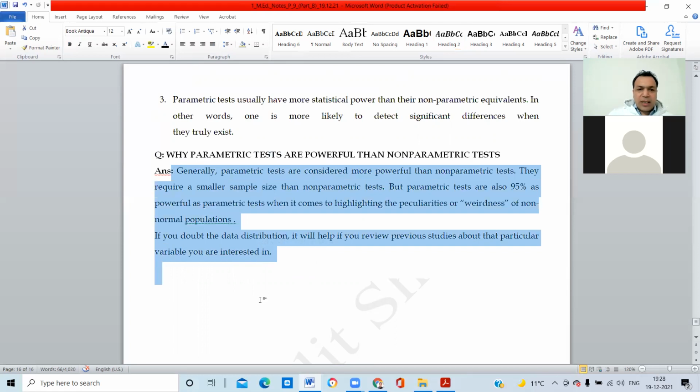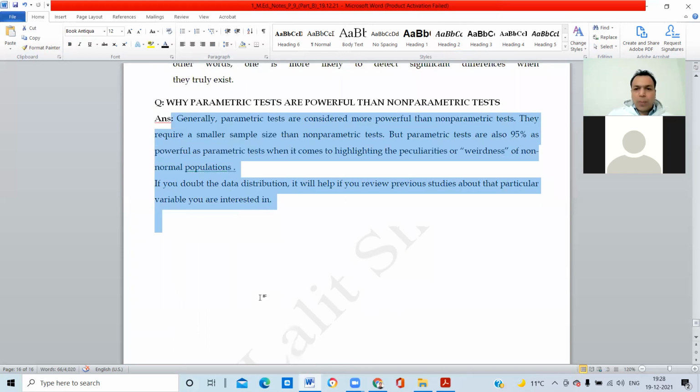Generally, parametric tests are considered more powerful than non-parametric tests; they require a smaller sample size. But non-parametric tests are also about 95% as powerful as parametric tests. It comes to highlighting the peculiarities of a normal population. If you doubt the data distribution, it will help to review previous studies about the particular variable you are interested in. Right, guys?